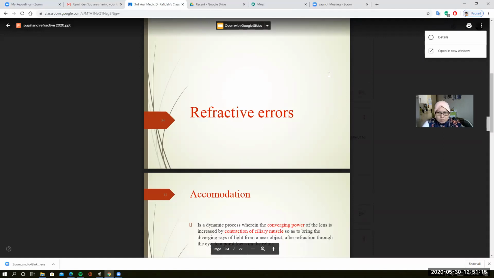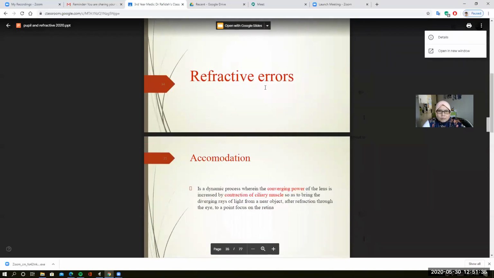We are in the third part of the lecture, which is slightly different from the one before. This is entitled Refractive Errors. Refractive errors is rabun. Rabun in Malay is called rabun.